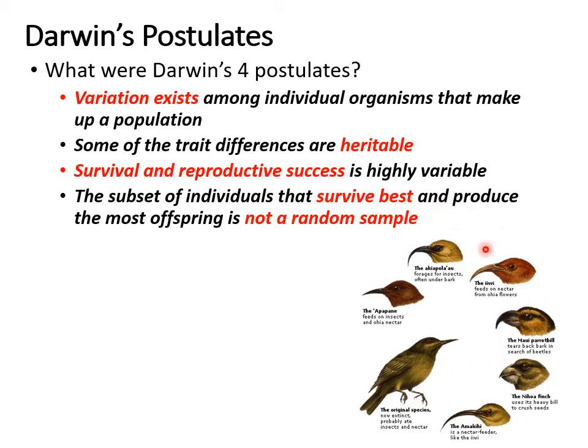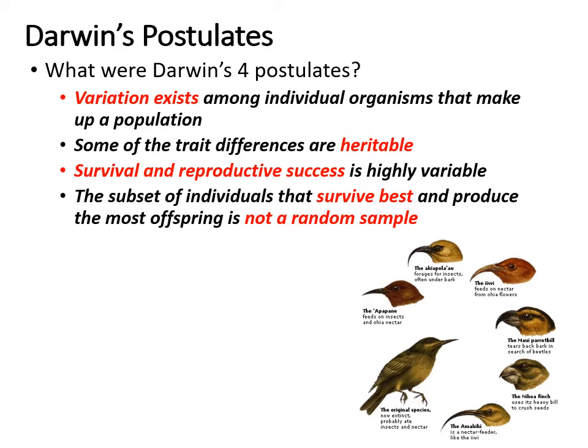Some of these trait differences are heritable, meaning that these organisms have alleles and genes coding for those structures, whether it's a longer or shorter beak, whether it's a thicker or thinner, more precise beak. Those can be passed down to their offspring because they are in the genes, they're coded for by genetics. Some of these traits with variability will increase the chance of survival and reproductive success, whereas others may make it harder for that organism to survive or reproduce and make it more likely to die off before reproduction in that population, because survival and reproductive success is highly variable.